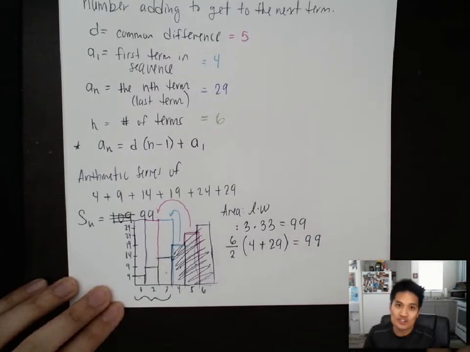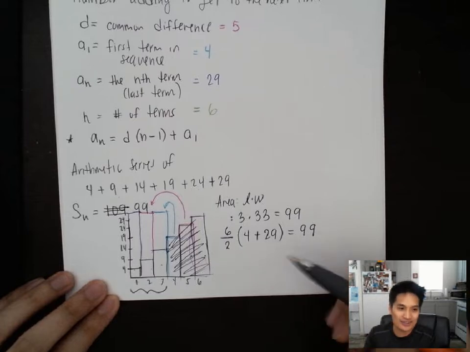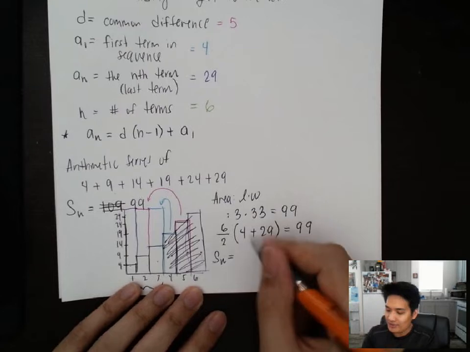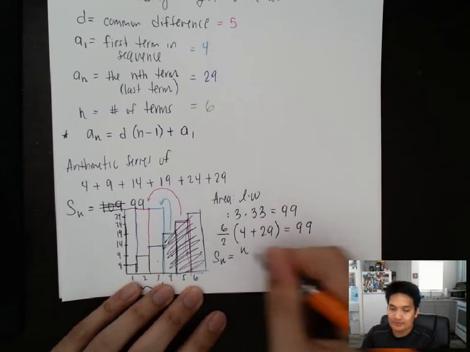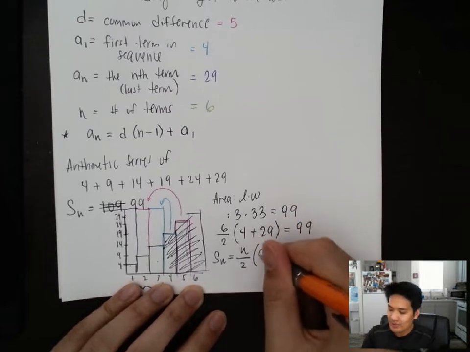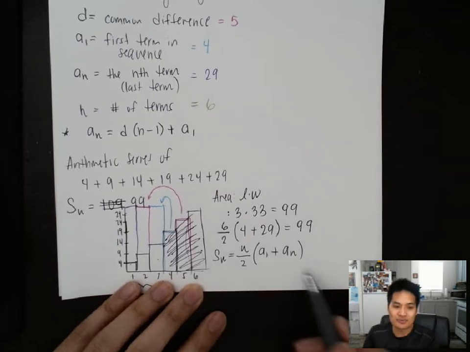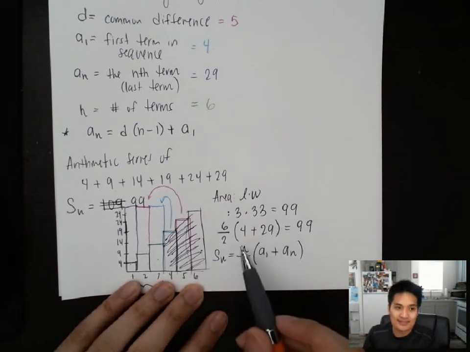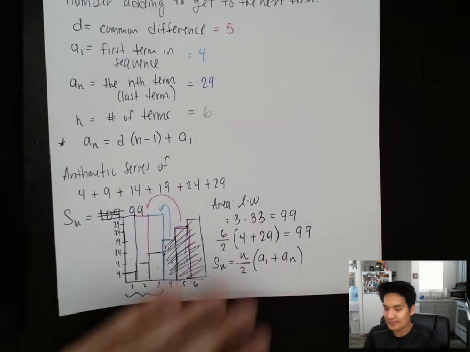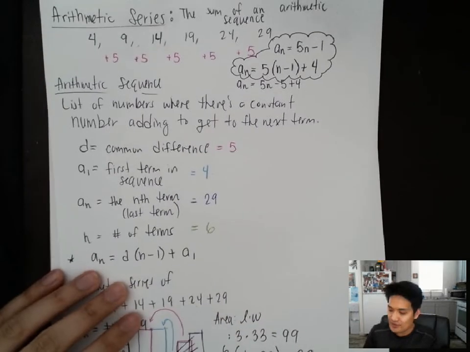Right? So essentially, a formula that we can use to find the arithmetic series is this. We have our number of terms, n, divided by 2 times the first term plus the last term. And that's one way we can find the arithmetic series of a sequence. But of course there's a few other ways we can do it, right?